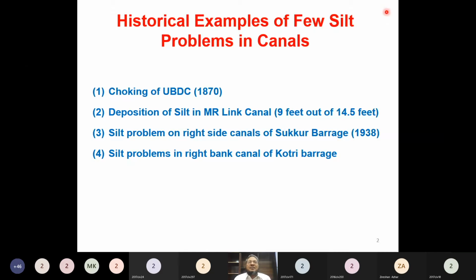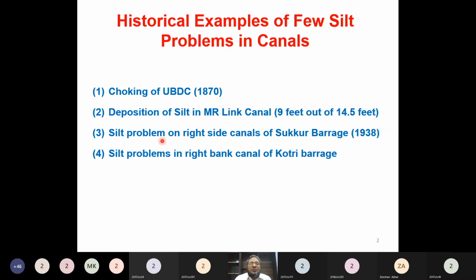Now let us first discuss few historical examples of silt problems in the canals in Pakistan. The first one was the choking of UBDC, Upper Bari Doab Canal, in 1870. So some portion of the UBDC, there was a lot of sediment deposition and that was choked. The another problem is deposition of silt in Marala Ravi Link Canal. Its depth of flow at that section was 14.5 feet, and out of 14.5 feet, 9 feet was silt deposition. So this was a serious problem.